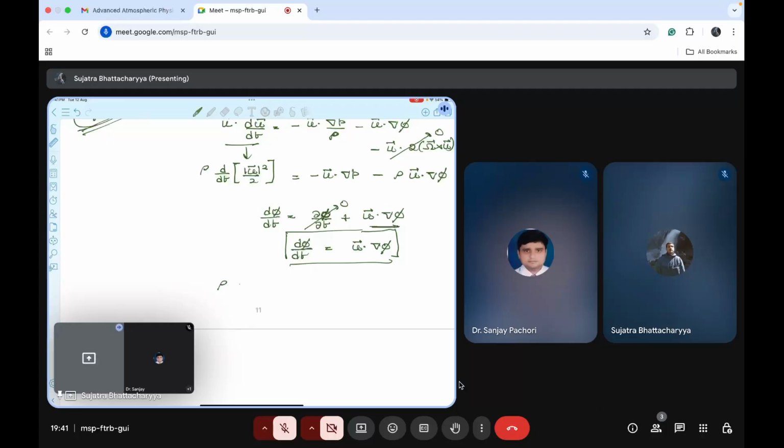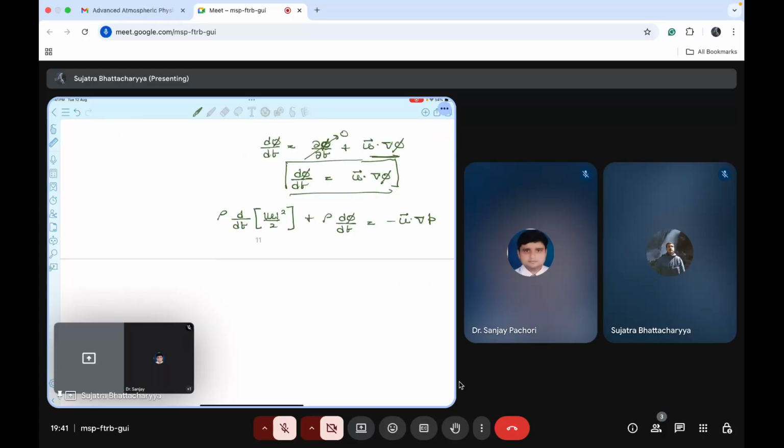Okay. So rho d dt of mod u square by 2, plus rho u dot grad phi can be written as d phi dt. Just write it. That is equal to minus u dot grad p. What is this? Kinetic energy, right? Or kinetic energy per unit mass. So just write it, mod u square by 2 is kinetic energy per unit mass, because half m u square is kinetic energy, plus, can I write this as phi? The potential energy is also included, minus u dot grad p.